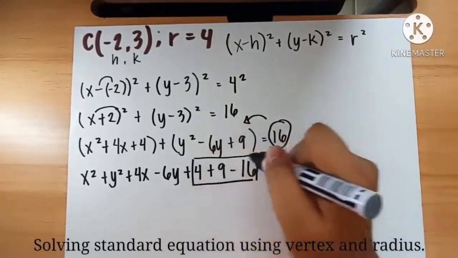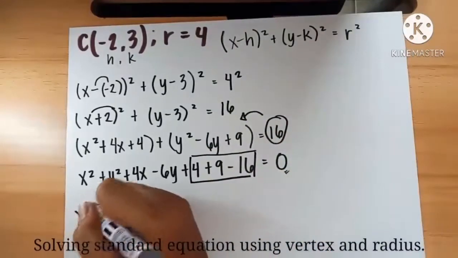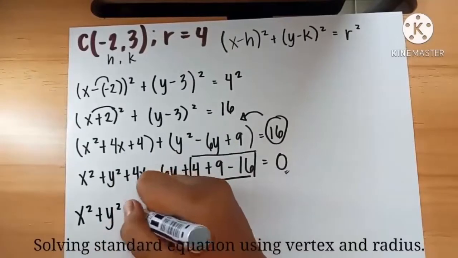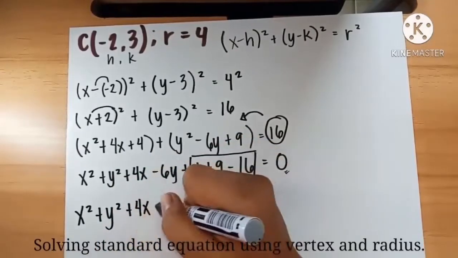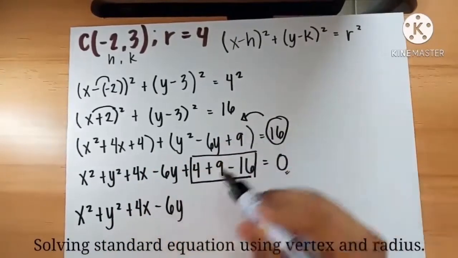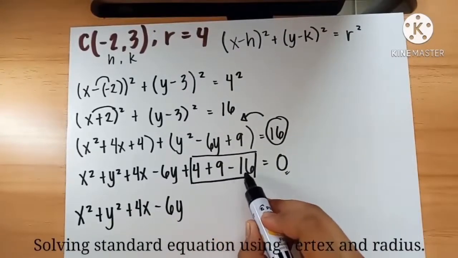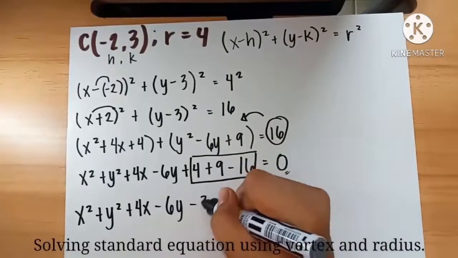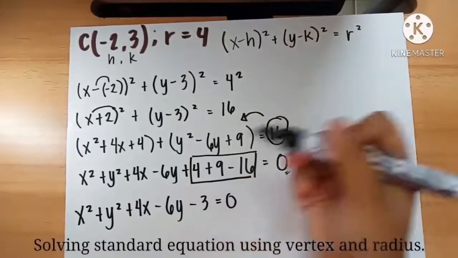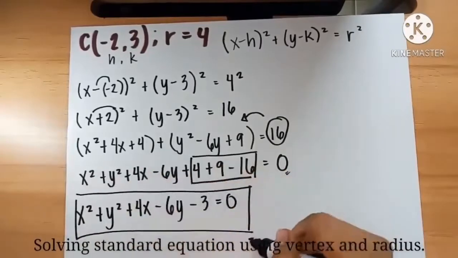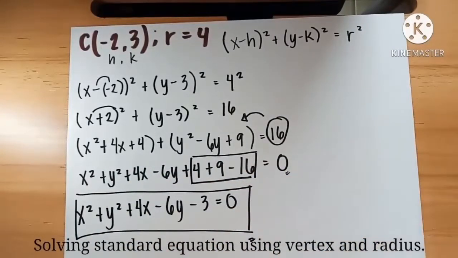Simplify this. We have x squared plus y squared plus 4x minus 6y plus 4 plus 9, 13, minus 16 equals negative 3 equals 0. So that's it. This is our standard equation in the long-cut method.